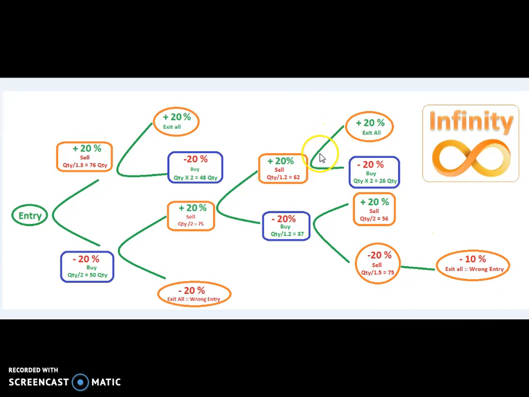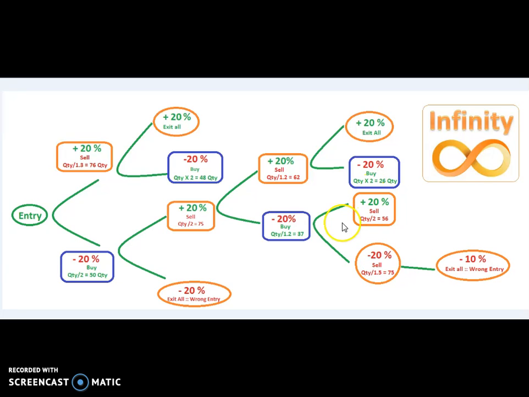Okay, if you see here, you have sold 62 quantity here, and 75 quantity here. But here the left out quantity is very less. So you can exit over here if it is moving up. If it is moving down, again you can enter here with the complete quantity into 2. The left out quantity is 13, into 2 is 26 quantity you are going to buy here.